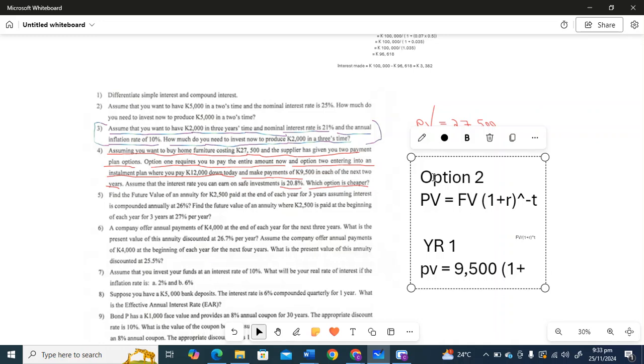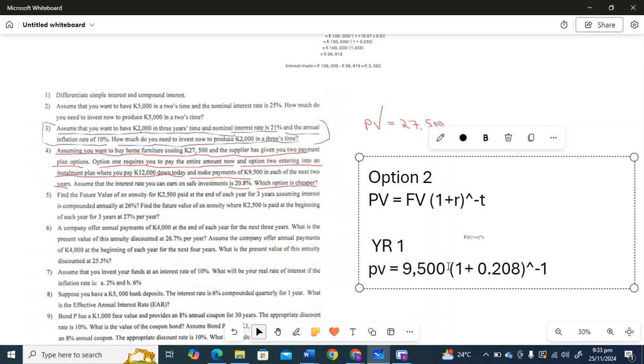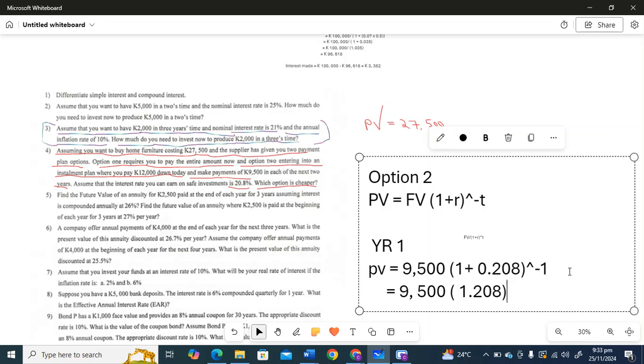1 plus, so 20.8 in decimal form is 0.208 to the power negative 1, because this is the one which we're going to pay in the next year. I want to find out this 9,500 we're paying next year, what is its value today? So 9,500 times 1.208 to the power negative 1.